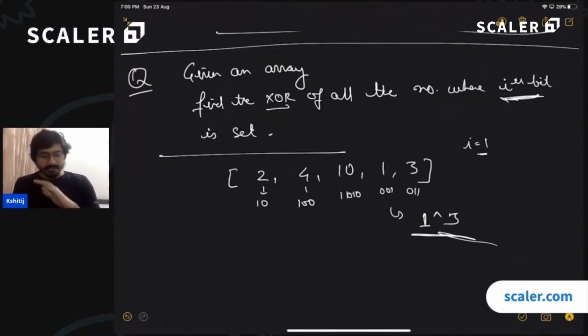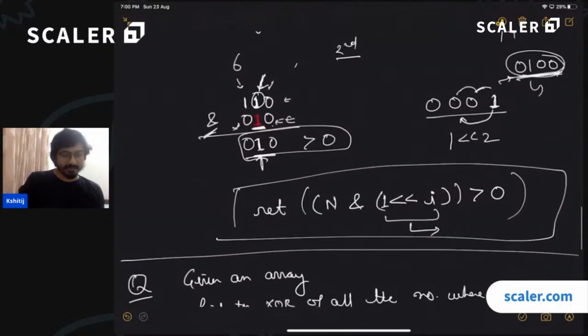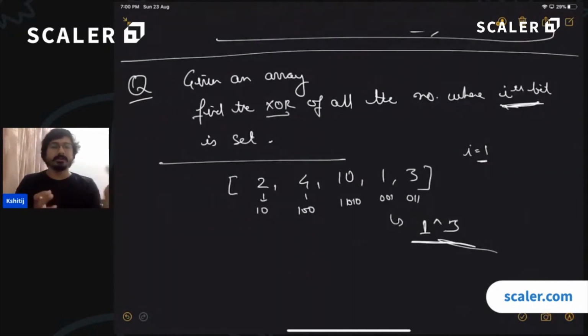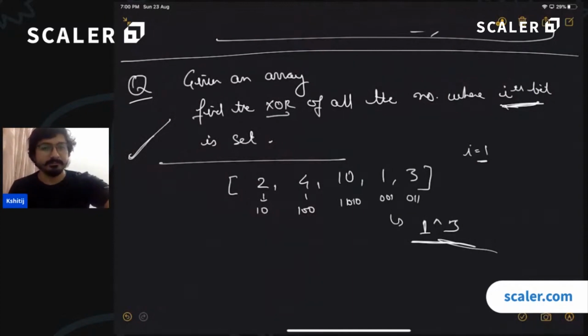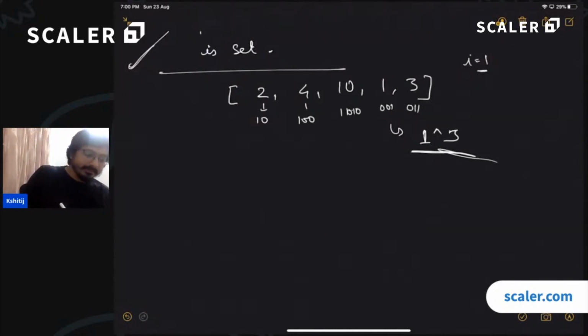Now, you just have to apply a loop, and for every number you check this thing. If this condition is satisfied, then you calculate the XOR of that number into a cumulative XOR sum. So will you be able to write the code for this? Should we move to the next problem? Correct. Cool.